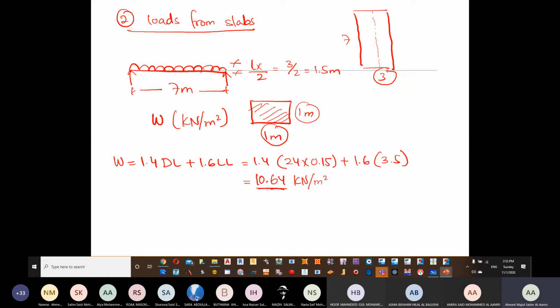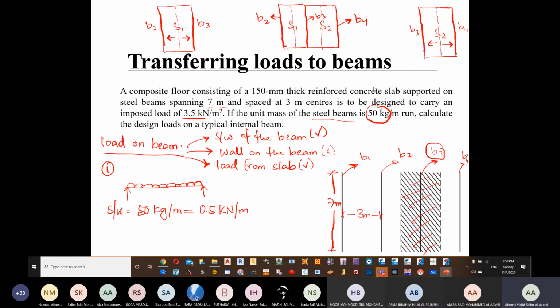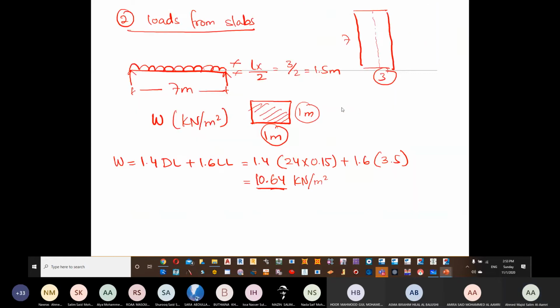Now, what is the intensity of our height? There is no slab made of steel, Amira. That's the first thing. Second thing, it has been said for you that it is a 150 mm thick reinforced concrete slab. So once again, 10.64 is for 1 meter height. If we want to calculate for a height of 1.5 meter, then this should be multiplied by 1.5 meter.